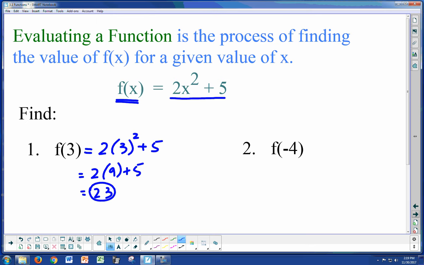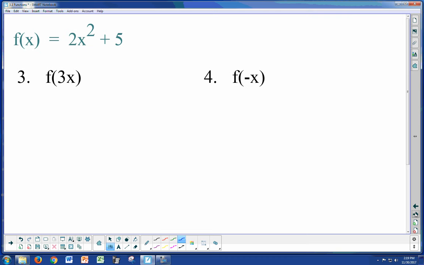The second one is a little bit harder because of that negative. We get a 2, the negative 4 is going to be squared, plus 5. And keep in mind that when we square the negative in the parentheses, we get now a positive 16. And so we get a 37. So I'm just doing that part in my head as well. And do a couple more of these here.